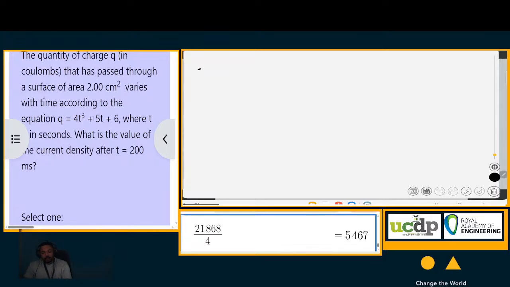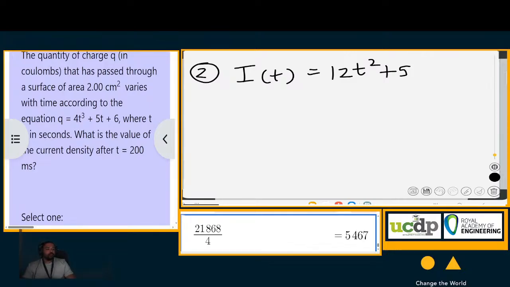Remember, we already found for this problem, and I'm not going to do it again, that the current varies according to the formula I(t) equals 12t squared plus 5. This is what we found from the previous problem. I don't think I need to do it again because everyone paid attention. So they are asking for the current density after 200 milliseconds.